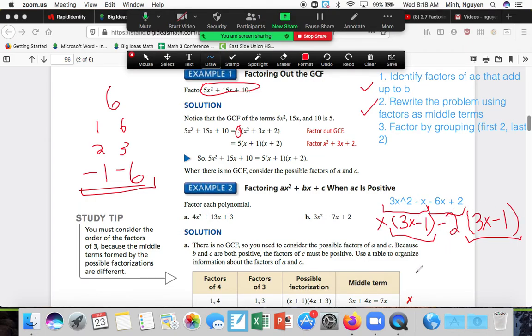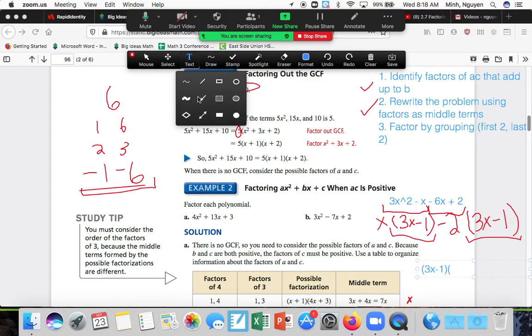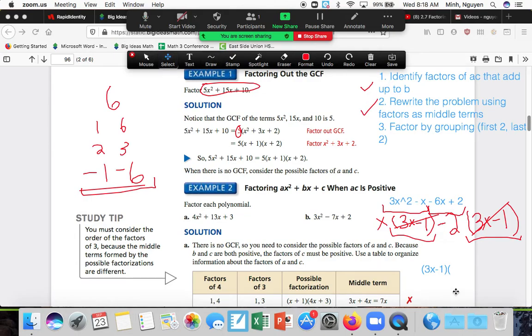If you're not multiplying this by the same thing, then you can't rewrite it the way that we do. So finally, we have 3x minus 1. What is it being multiplied by? Well, after I cross it out, I have left over 3x minus 1 is being multiplied by x, and it's also being multiplied by negative 2. So that's how you factor an ax squared plus bx plus c type problem.